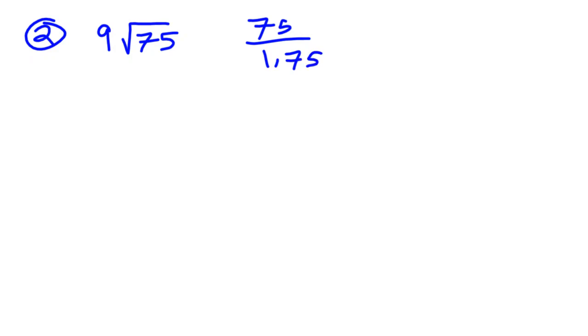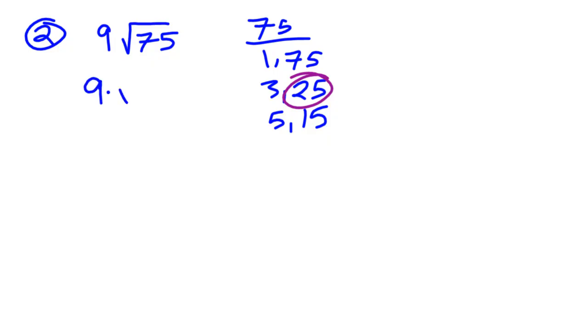So let's do example number 2. Example number 2 would be 9 rad 75. You want to begin by listing your factors of 75. You don't necessarily have to write them out, but I'm going to do that for this video. We want to look for the greatest perfect square. Again, 1 is a perfect square, but that's not really going to help us in this one. We have 3 and 25. 25 is a perfect square. There's also 5 and 15. But I think 25 is the greatest perfect square.